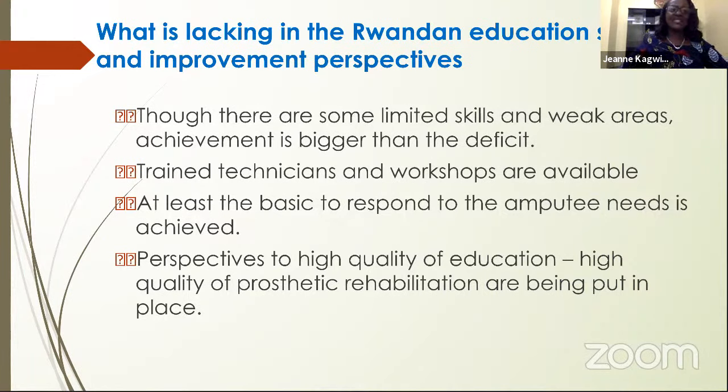Despite the challenges we have, the gaps we have in our education system, the achievement is bigger than the deficit. We have trained technicians, as I said before. We have workshops in our country, not sufficient, but at least we can say we have the basics to respond to the amputee needs in our country. We have strategies in the University of Rwanda to improve the quality of education and prosthetic rehabilitation.